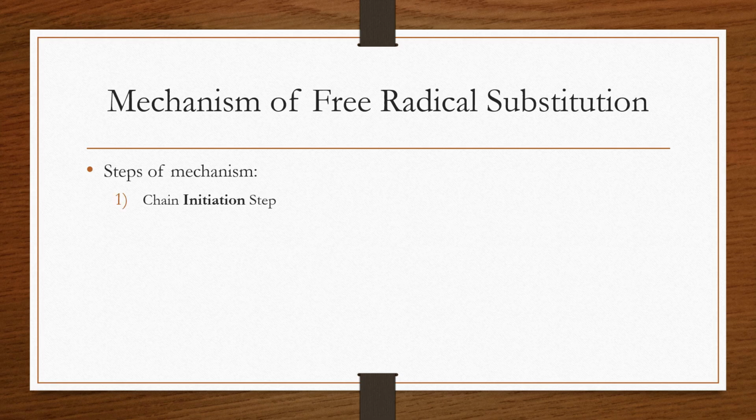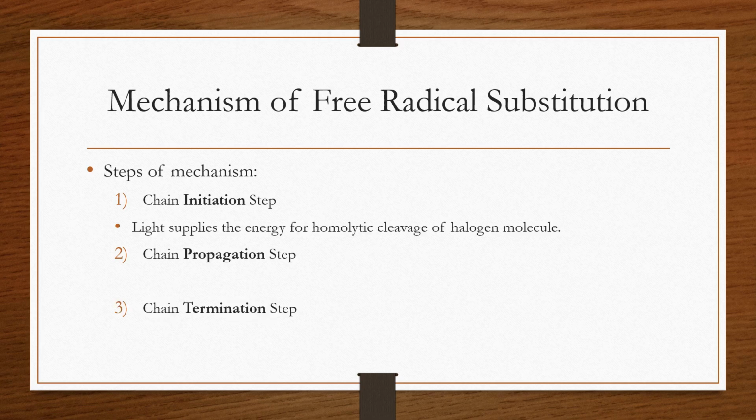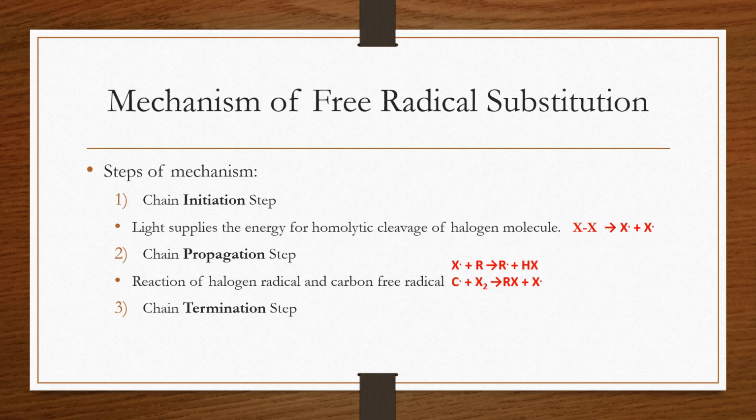Steps of mechanism. Step 1, chain initiation step. Step 2, chain propagation step. Step 3, chain termination step. In the first step, light supplies the energy for homolytic cleavage of halogen molecule. In the second step, reaction of halogen radical and carbon free radical. In the third step, combination of radicals to form molecule.